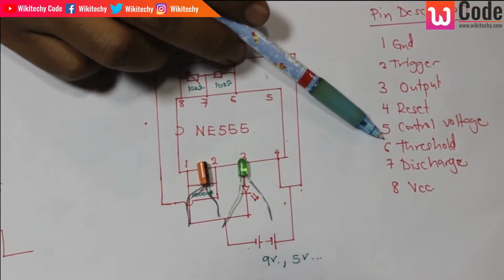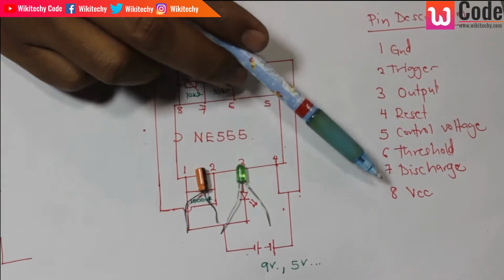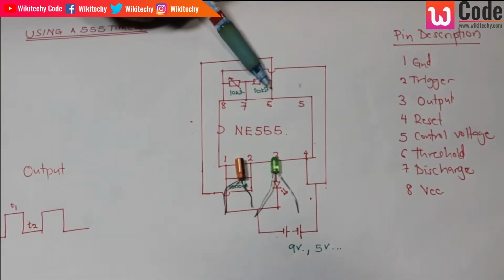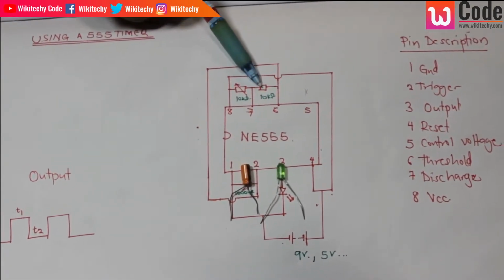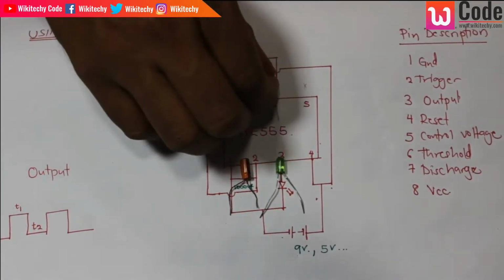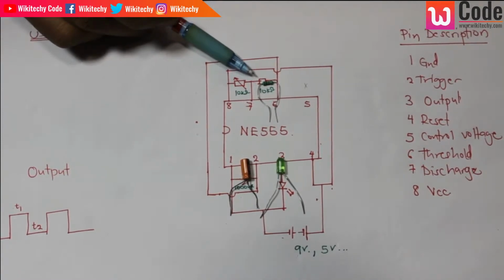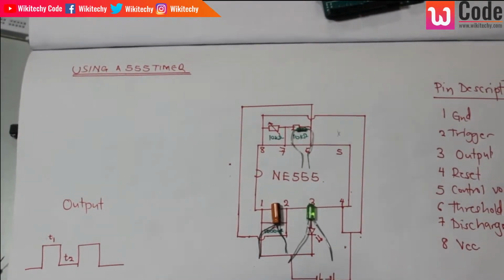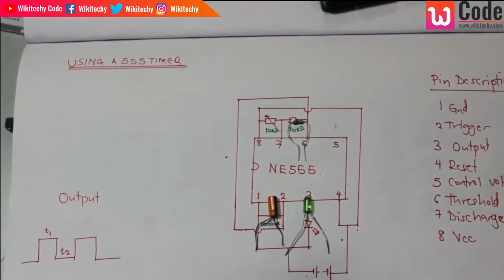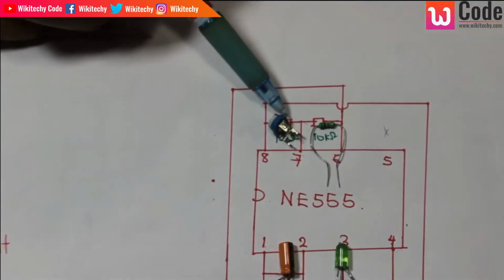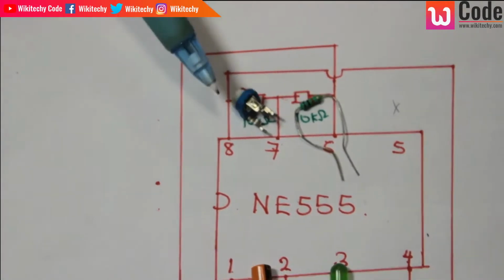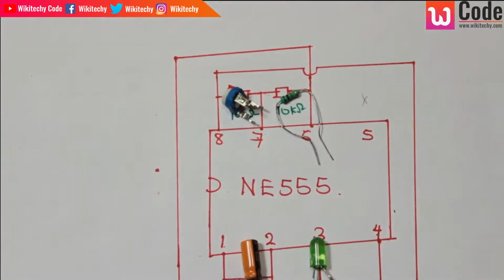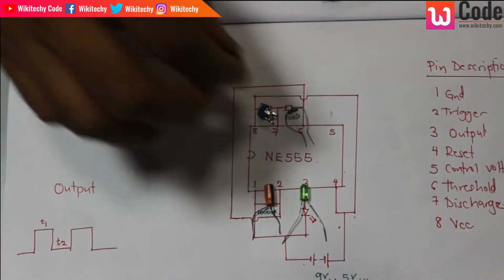Pin 6 is for threshold, pin 7 for discharging, and pin 8 for VCC. Here pin 6, I'm going to connect to pin 7 with a resistor. I'm going to use a 10 kilo ohm resistor, and we'll do some calculation with this resistor. Between pin 7 and pin 8, I have another variable resistor of 10 kilo ohm. And pin 8, I'm going to connect to 5 volts once again. So this is the overall circuit.